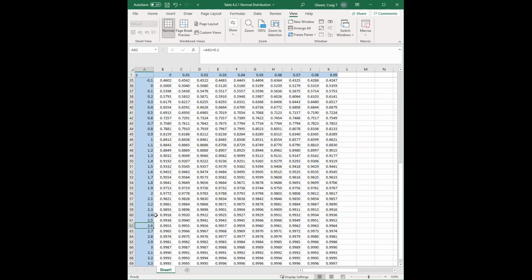to find 2.2, which is row 58. The first column is 2.20. The second column is 2.21. And the seventh column is 2.26. We get a value of 0.9881. So the area to the left of z equals 2.26 is 0.9881. I'm going to stop sharing and go back to the pad.